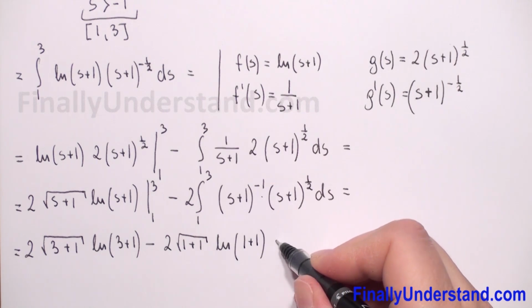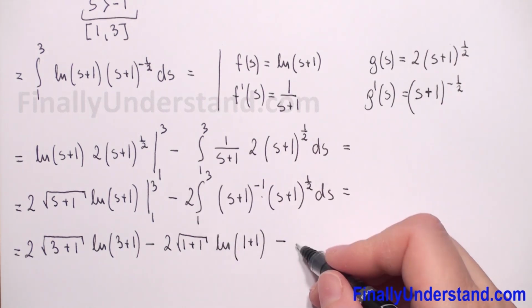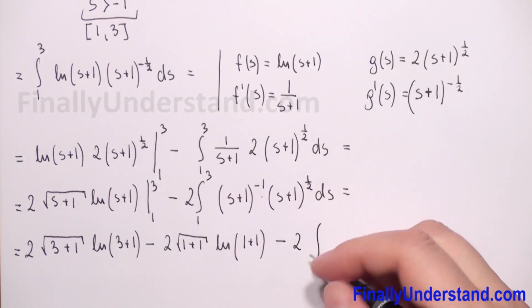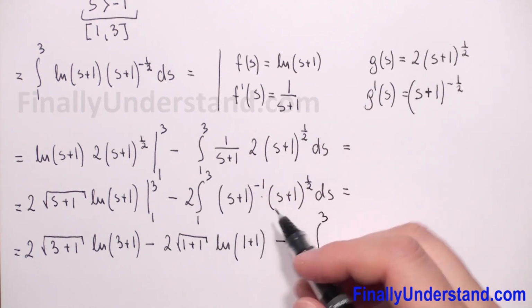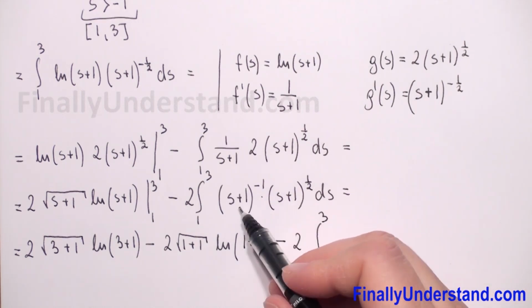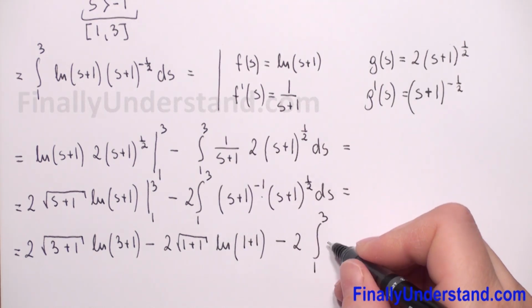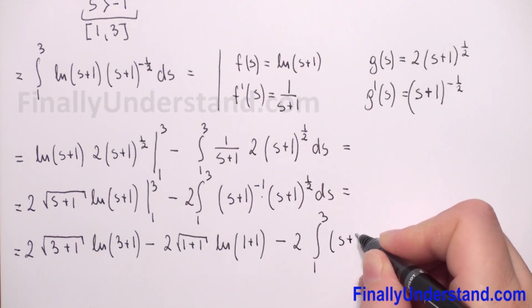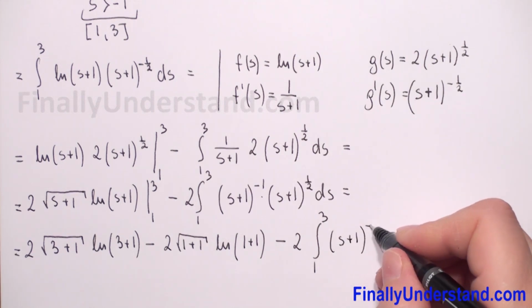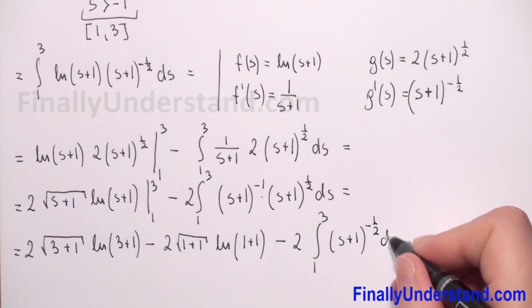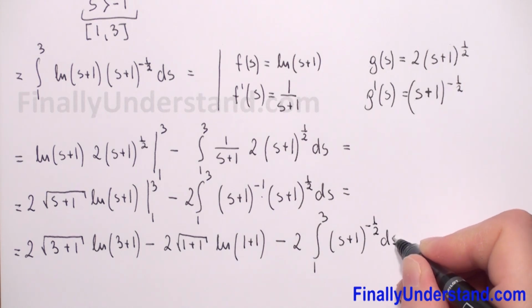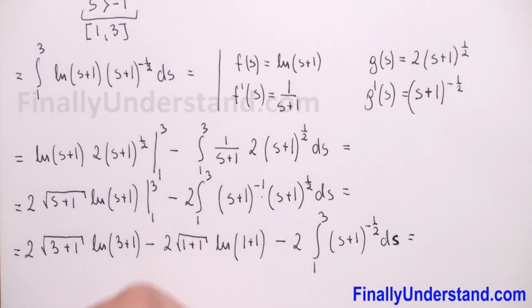And we have now minus, we have 2 and definite integral from 1 to 3. We have the same base, so we need to add exponents. So it will be s plus 1 to power negative 1/2 with respect to s. So this is equal.